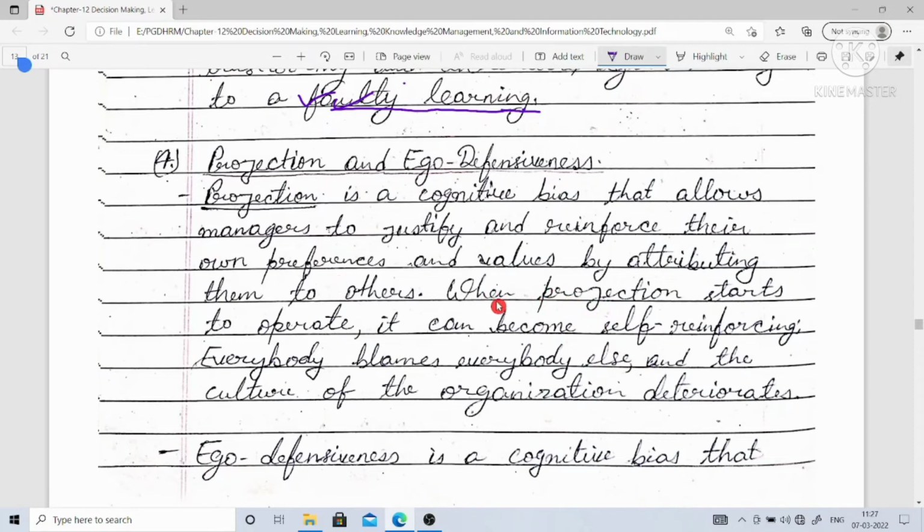When projection starts to operate, it can become self-reinforcing. Everybody blames everybody else. So the consequence of projection is that everybody blames everybody else and the culture of the organization deteriorates. So the problem of projection results in people in the organization starting to blame each other and the culture of the organization deteriorates.